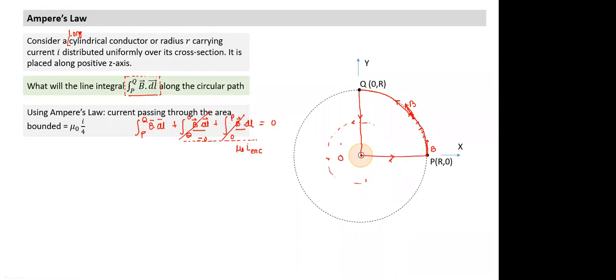Now, what would be the current enclosed if I take this loop, which is a quarter of a circle? How much is the current enclosed in this particular case? Mu naught I by 8R. Quarter circle. So basically, of the total current, only this part of the cross section of the cylinder is enclosed. How much is that one? I by 4.